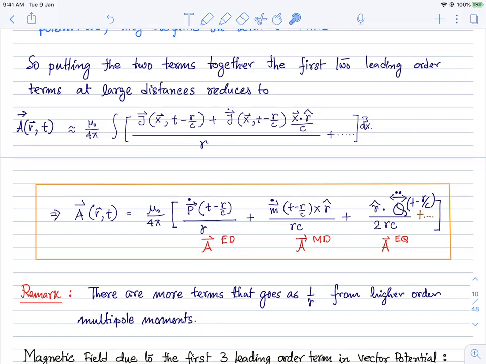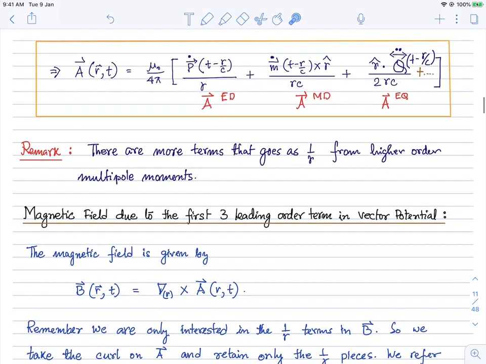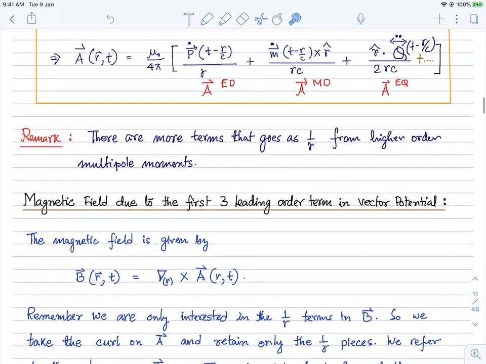Very good. So essentially these are the 1 over r terms in the vector potential. Now we want to find what is the magnetic field due to these leading terms in the 1 over r expansion.